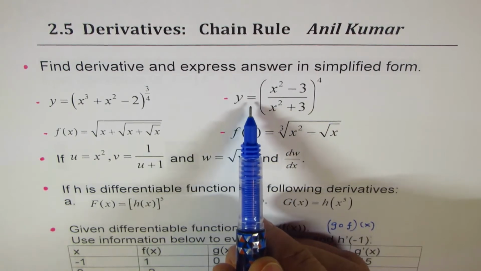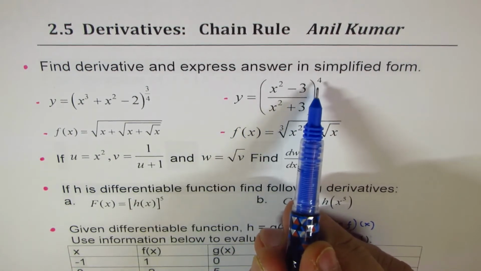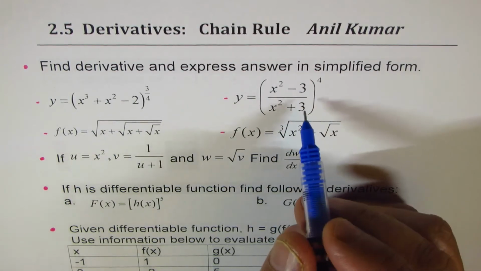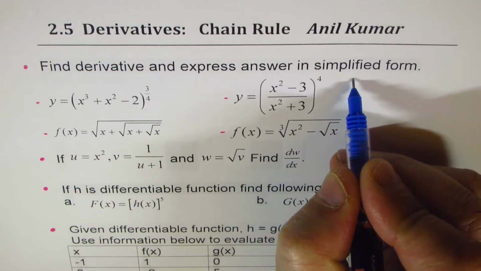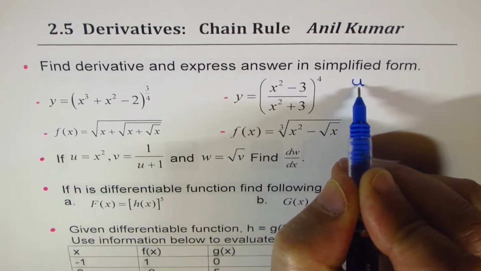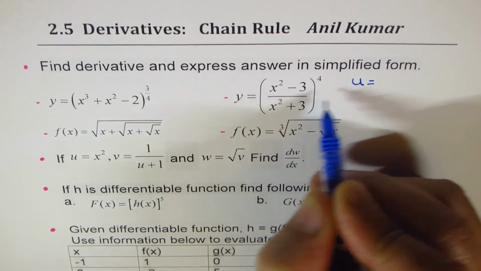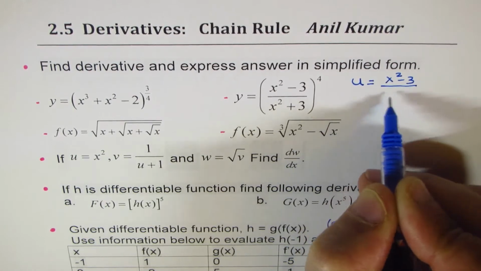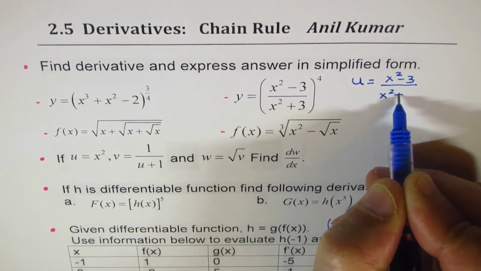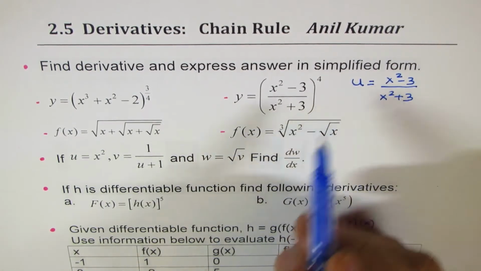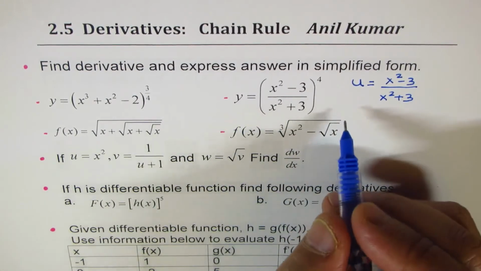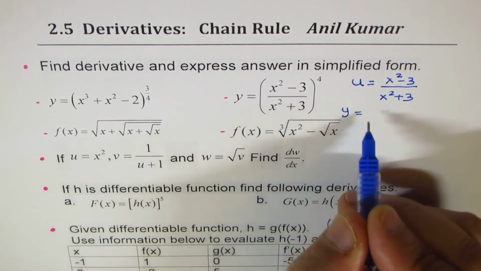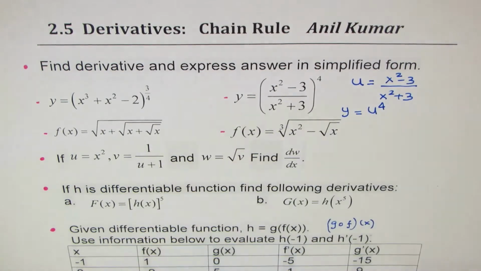We are given y equals something to the power of 4. We can write this something as u, for example, another function. U as a function of x could be written as x squared minus 3 over x squared plus 3, correct? In that case, you could write y as a function of u, right? u to the power of 4.